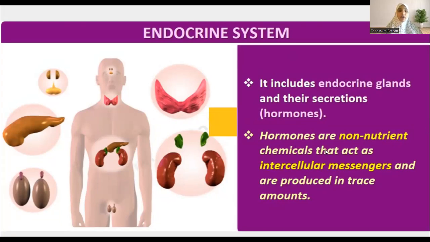Okay. So hormones are what? Hormones are, in simple terms, basically chemical messengers. We can call them chemical messengers. They are non-nutrient in nature, and they can act as an intercellular messenger and are produced in trace amounts. We should know that hormones are generally produced in very minute quantities. Though they play a very important role in the development of an individual's body and carrying out various functions in the body, still they are released and secreted in very trace amounts.